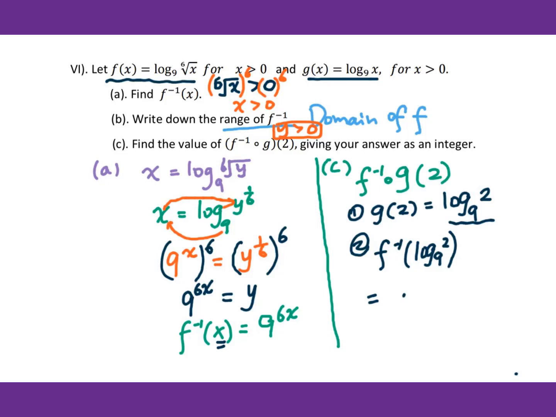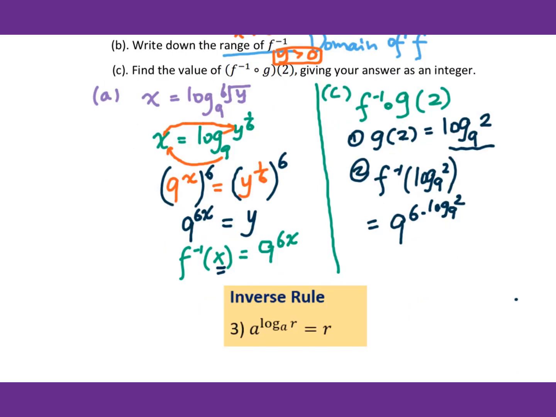Therefore, we get 6 times log base 9 of 2. Then you have to use the inverse rule to figure out the evaluation of these expressions. This 6 jumps as an exponent. So we get 9 to the log base 9 of 2, to the 6 power. According to this inverse rule, we get 2 to the 6 power, which means 64.